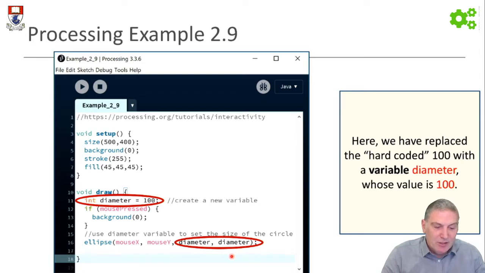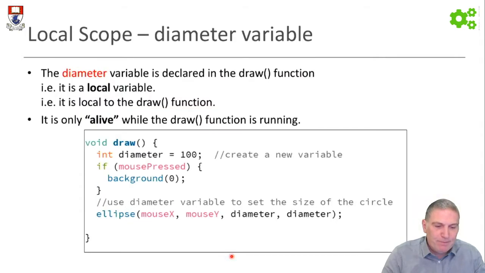Okay, so this program is going to highlight the reason why we need to understand the scope of a variable. So let's talk about local scope. The diameter variable is declared in the draw function. In other words, it's a local variable. It is local to the draw function and is only alive while the draw function is running.